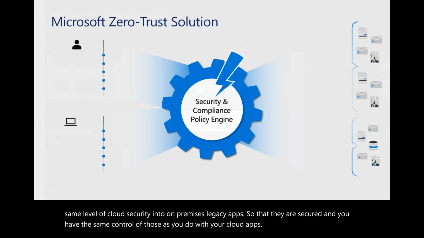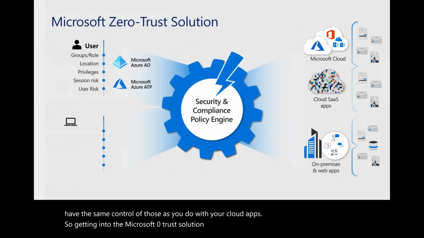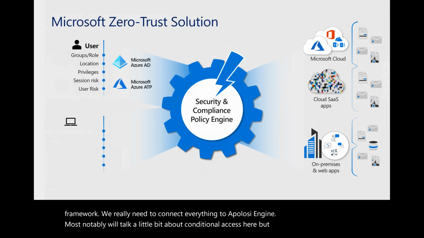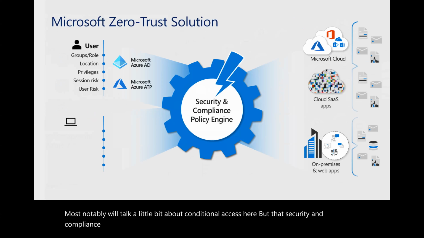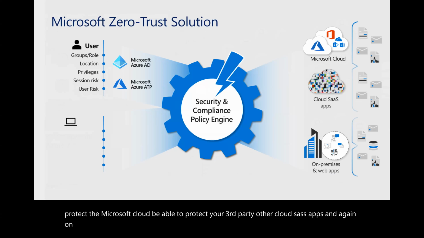So getting into the Microsoft Zero Trust solution. As we're talking about the Zero Trust framework, we really need to connect everything to a policy engine. Most notably, we'll talk a little bit about conditional access here, but that security and compliance policy engine is really the core of allowing us to have that Zero Trust solution and protect the Microsoft cloud, be able to protect your third-party other cloud SaaS apps, and again, your on-premises legacy apps and web apps too.